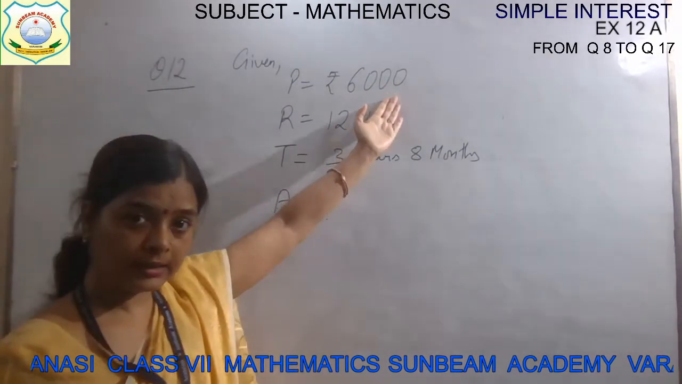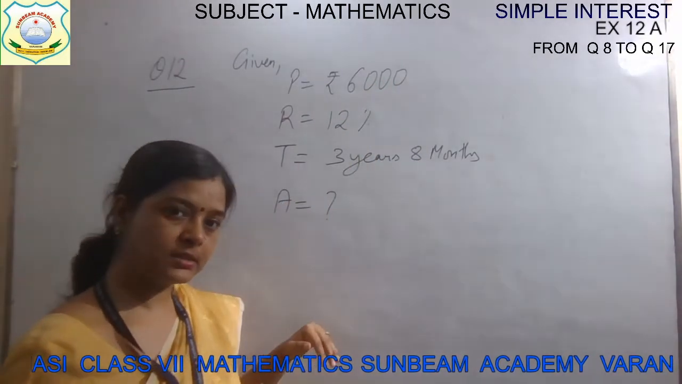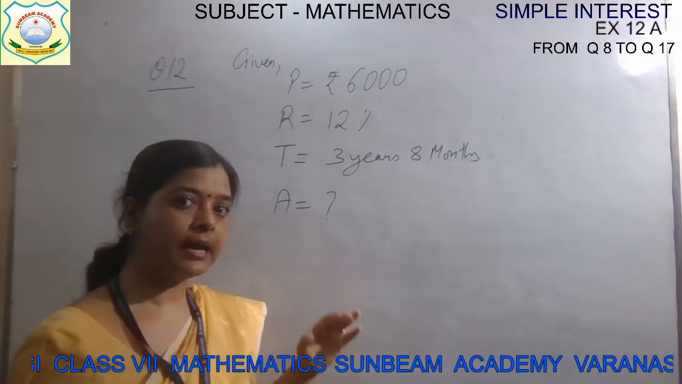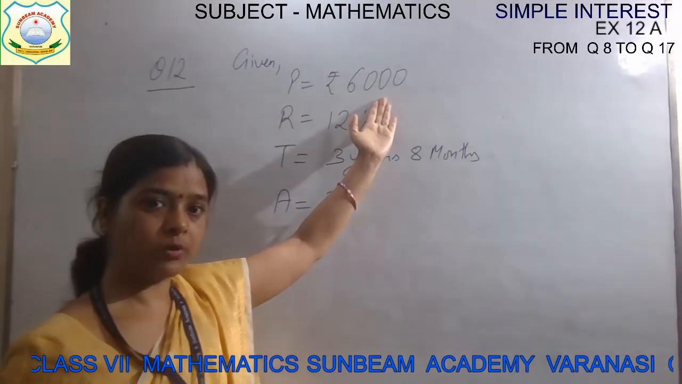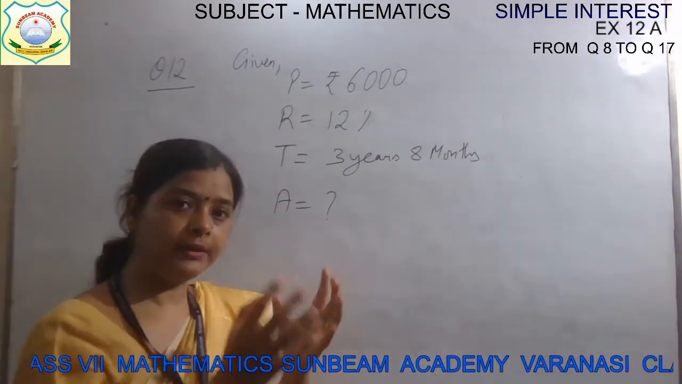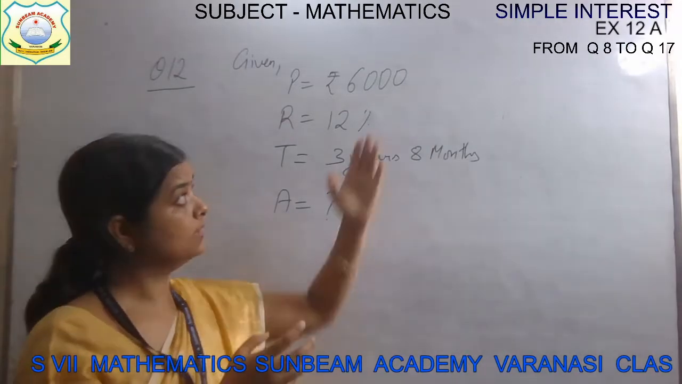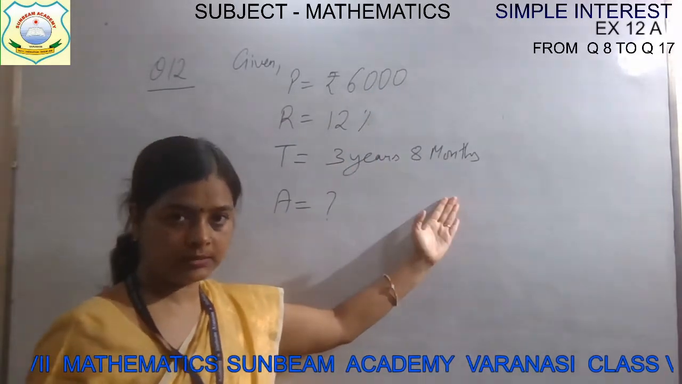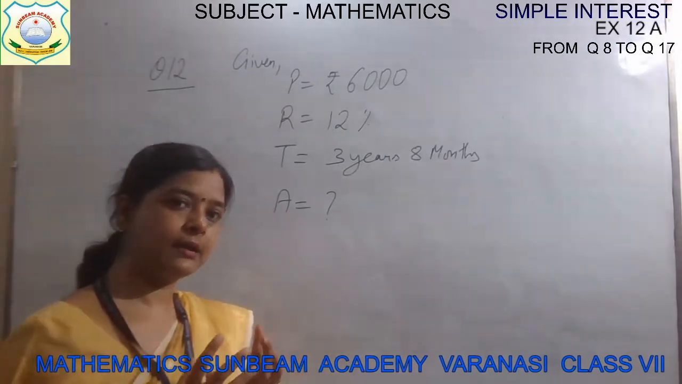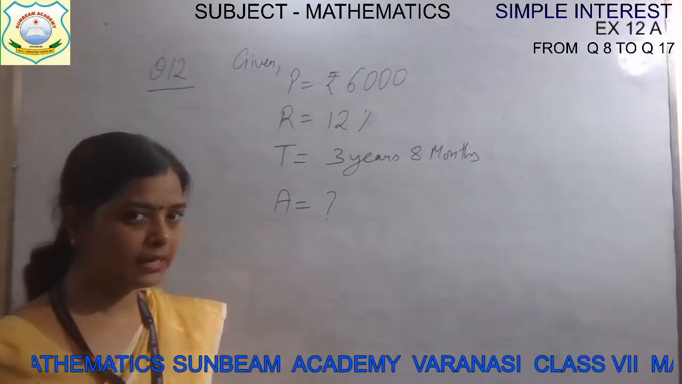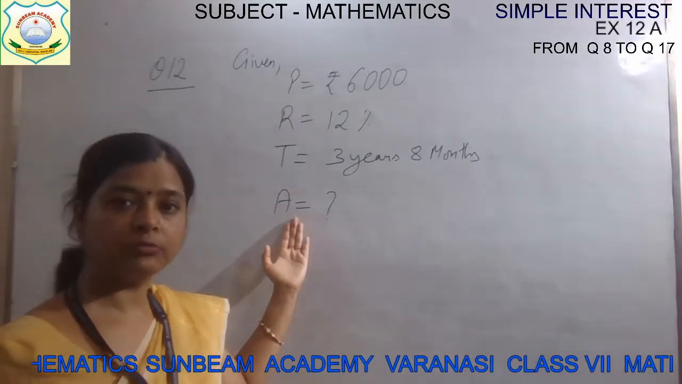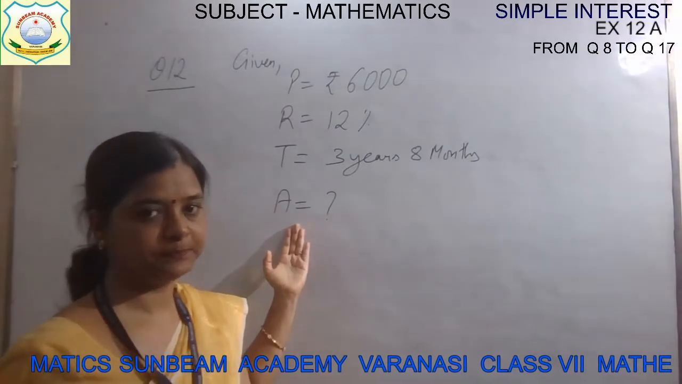6,000 तो देंगी along with some interest, that is SI. So we will add the money which she has borrowed plus the simple interest on this money for 3 years and 8 months. P plus SI we will add them. That much of amount she will return to the bank.